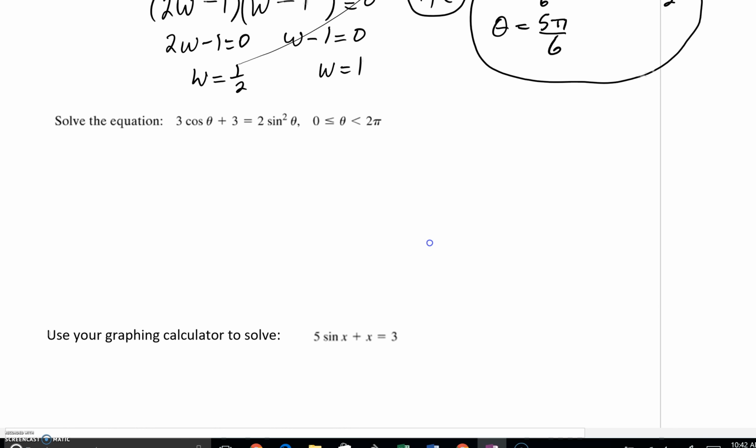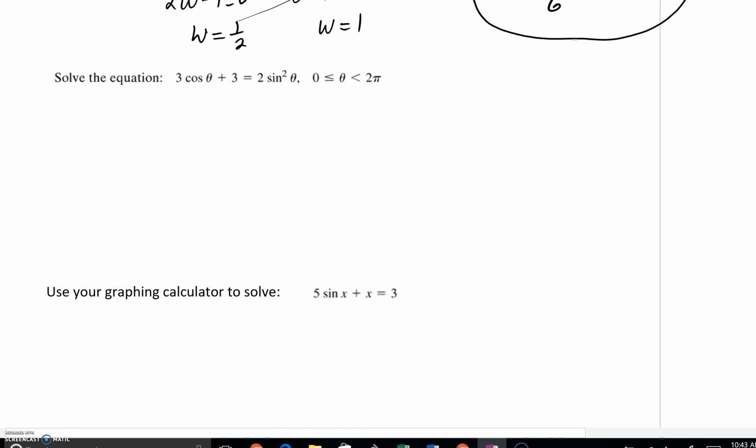As we look at our next problem, 3 cosine of theta plus 3 equals 2 sine squared theta, again with some angle boundaries, you're probably noticing that this is a very different problem in that you have cosine and sine involved here. To get around this, you want to always get down to an equation where you just have one trig function involved. The most famous trig identity is sine squared plus cosine squared is equal to 1.